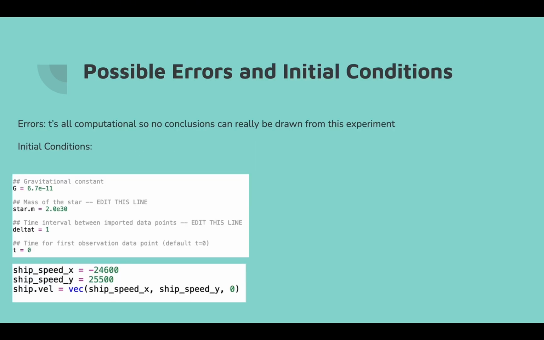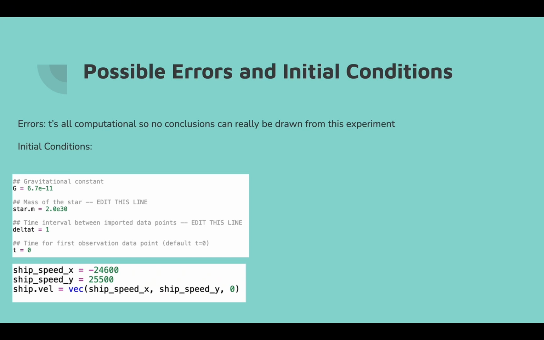So here are some possible errors and initial conditions. It is all computational, so no conclusions can really be drawn from this experiment, but the only possible error could be that there was some sort of error in the code, which there's not, so it's decent. And then the initial conditions are that G, of course, is the gravitational constant. We have the mass of the star, delta t, and time equals 0.